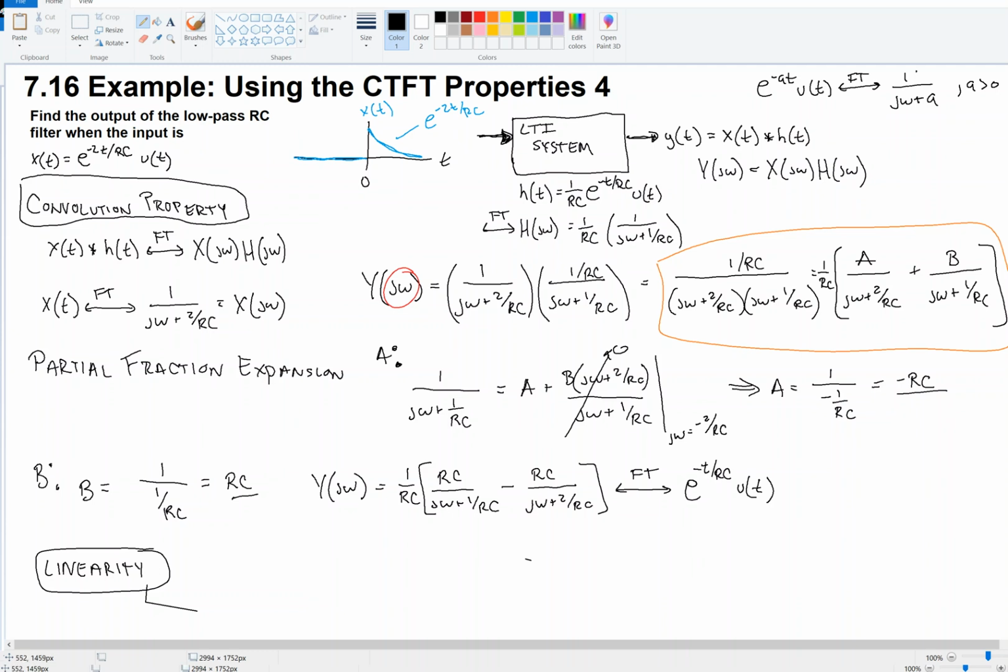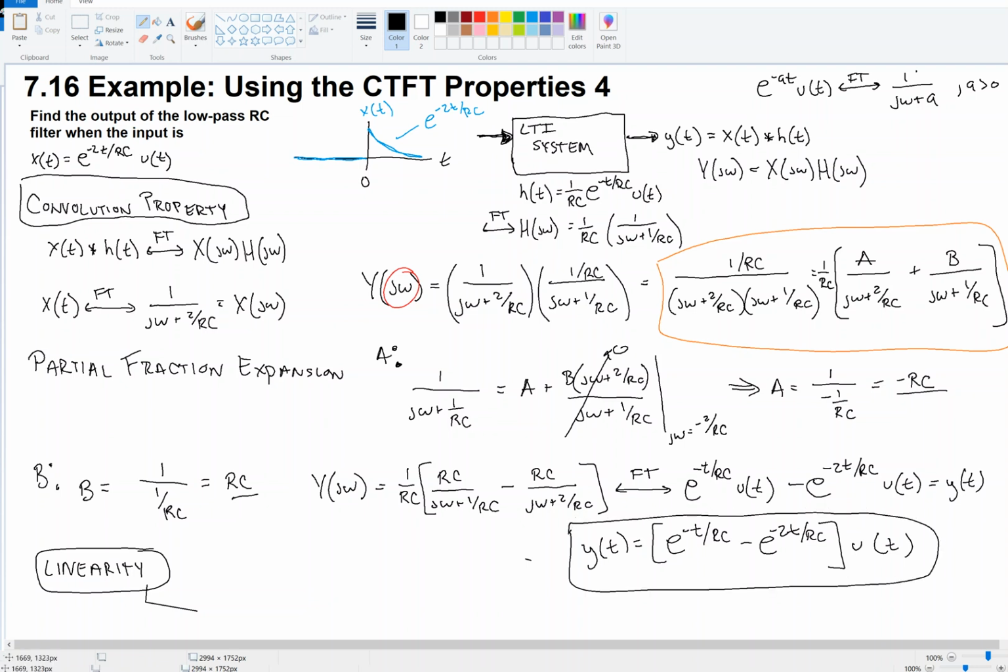Okay, now again, linearity allows me to look at the second piece separately. After canceling with the 1 over RC, this is negative, right? And then I form fit this with this guy, and it looks like a is 2 over RC. So this is negative e to the negative 2t over RC u of t. That's y of t now. We took the inverse transform, and I can clean that up a little bit and factor out the u of t. So this is e to the negative t over RC minus e to the negative 2t over RC, times u of t, and that is the answer. No convolution required, right? Instead of convolution, we use the Fourier transform.